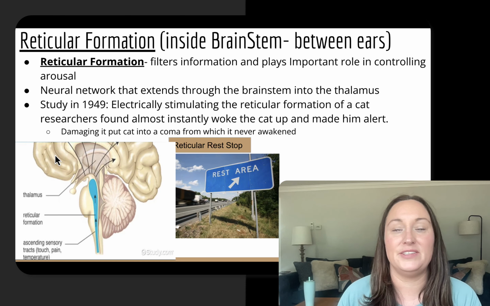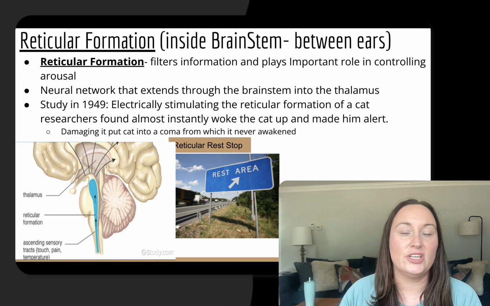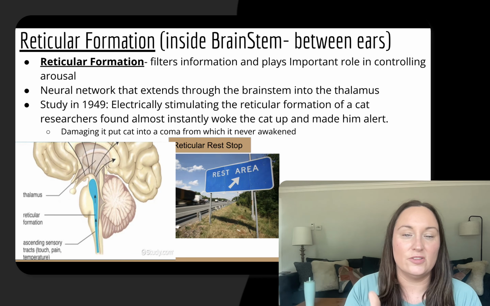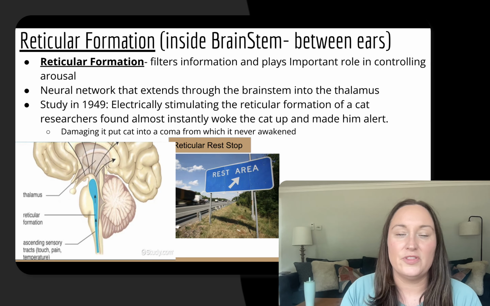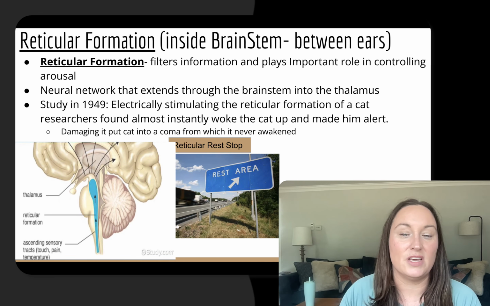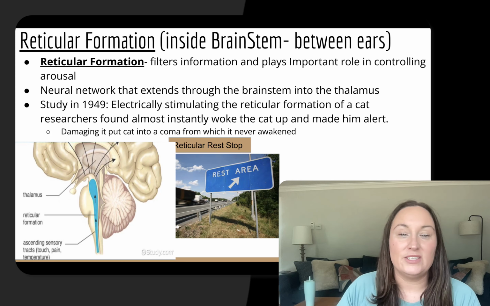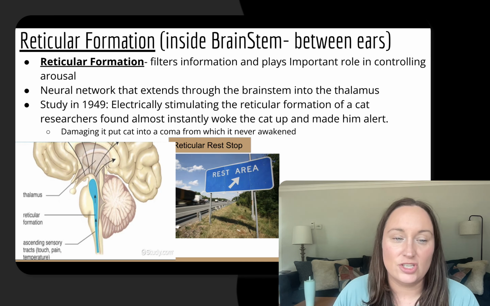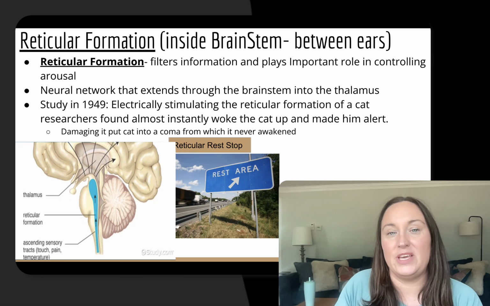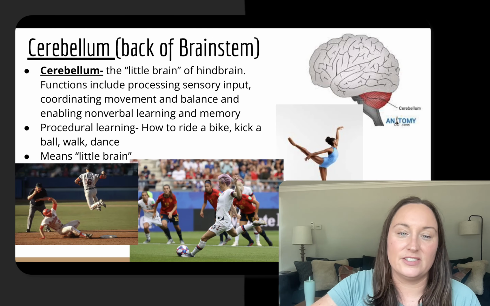Also in the brainstem is the reticular formation. This is going to filter information even while we are unconscious. This is kind of like the little soldier on guard, so that if we need to wake while we're sleeping because there's a fire or something, this is the thing that is going to wake us up. If your reticular formation is damaged, you would be unable to wake up from a coma. You'd be in that unconscious state and you'd be unable to gain consciousness.